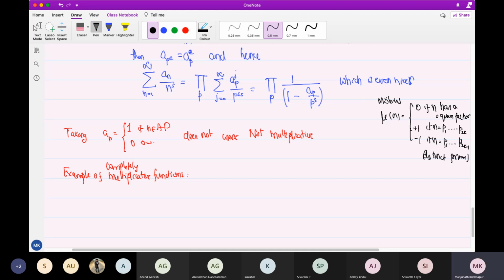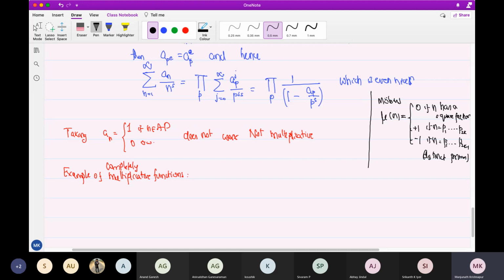If n has a square factor, then some prime square will divide it, then you set it to be 0. It is +1 if it's a product of an even number of distinct primes, and -1 if it's a product of an odd number of distinct primes. This is a very famous function which occurs in number theory, in very close context actually here. But the point is that this is a multiplicative function which is not completely multiplicative.